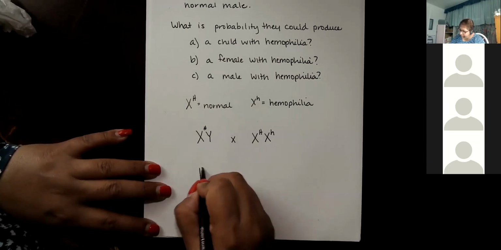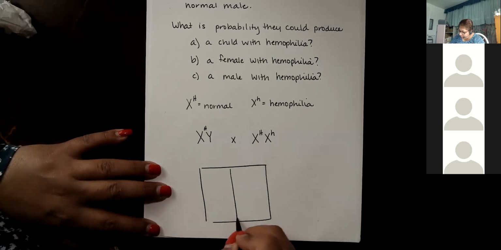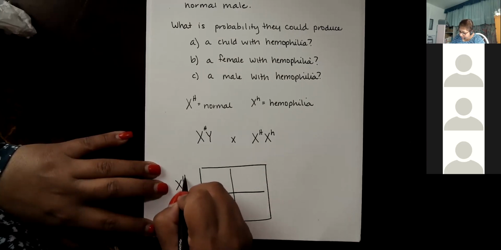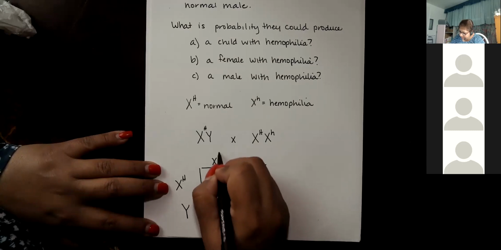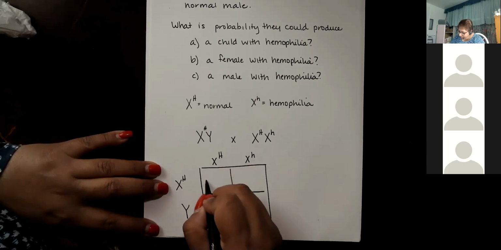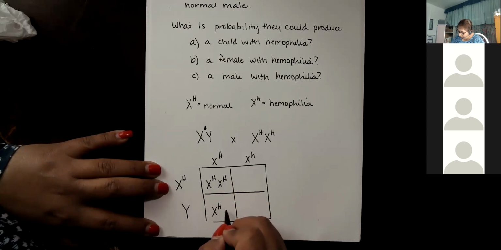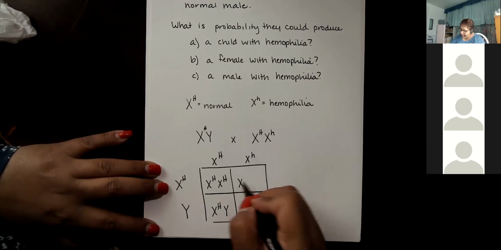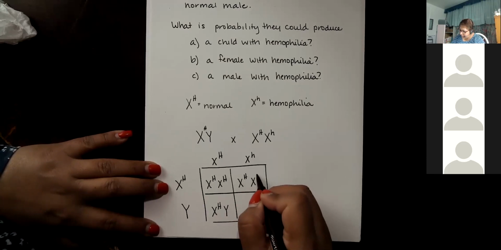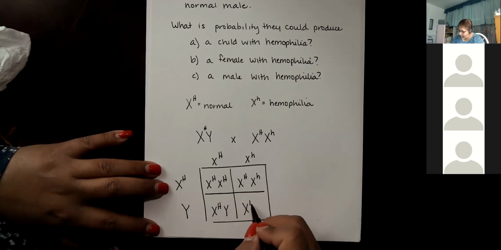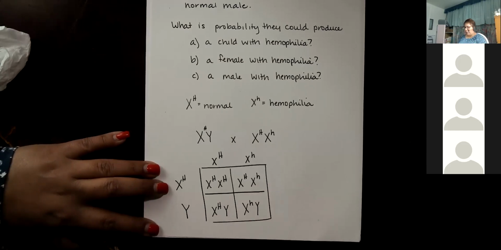All right, so our square would have looked like this. And when you filled it in, you could see how sex determination works. You can see that there's a 50% chance that they're going to have a boy and a 50% chance they're going to have a girl. But the question is, what type of boy, what type of girl?